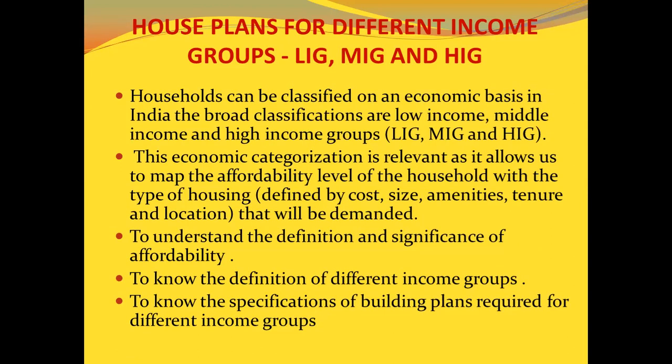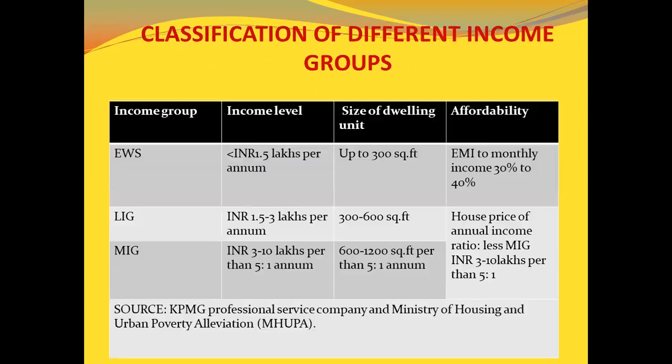The economic categorization is relevant as it allows us to map the affordability, the level of household, and the type of housing that is defined by cost, size, amenities, tenure, and location, and that will be demanded. In this section, we are going to understand the definition and significance of affordability, and the definition of different incomes, specification of different planning groups for different income groups. This is the classification of different income groups. We have classified by income level, size of dwelling unit, and affordability.